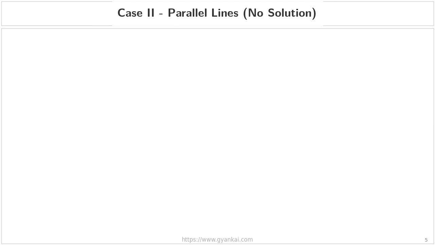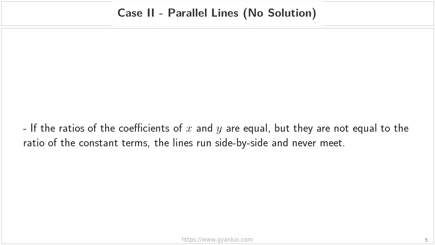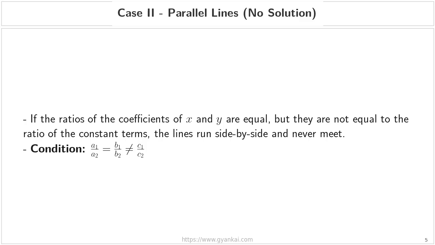Case II: parallel lines, no solution. To identify this algebraically, we look for a specific pattern in our ratios. We are looking for a situation where the ratio of the coefficients of x is exactly equal to the ratio of the coefficients of y. But, and this is the crucial part, neither of those is equal to the ratio of the constant terms. In mathematical terms, the condition is a sub 1 over a sub 2 equals b sub 1 over b sub 2, but this is not equal to c sub 1 over c sub 2.